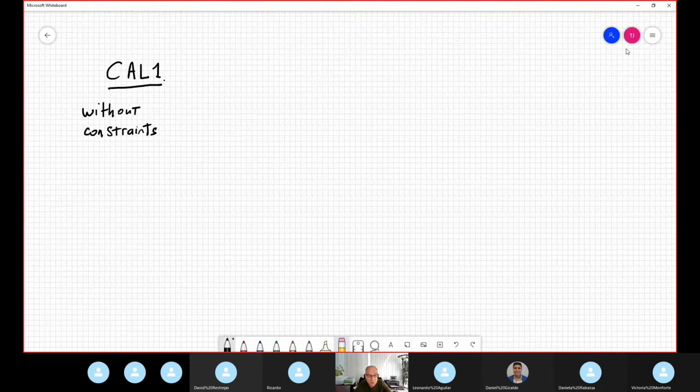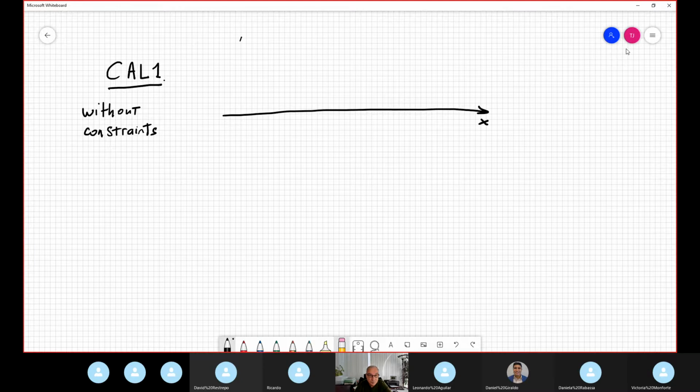What does without constraint mean? There are no limitations in the domain. Suppose x, y. Without constraint means that the domain is all real numbers, no restriction, no interval. Then we need to find the maximum and minimum.